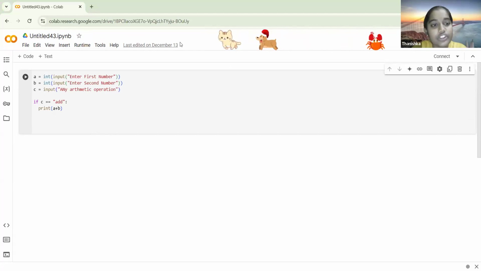Yeah. So if the user's input is add, if the user is telling you to add, then add. So print A plus B. Here you don't put quotation marks because that's not a string. A is a variable and B is a variable, right? So A is the first number and B is the second number. Yeah. So now we'll move on to the next line.